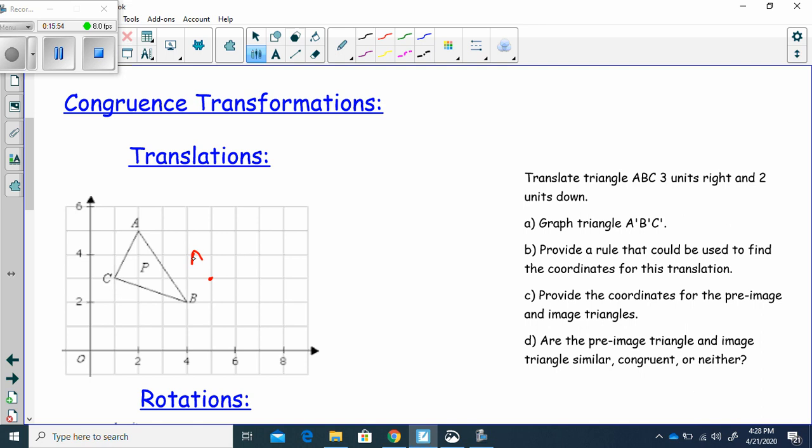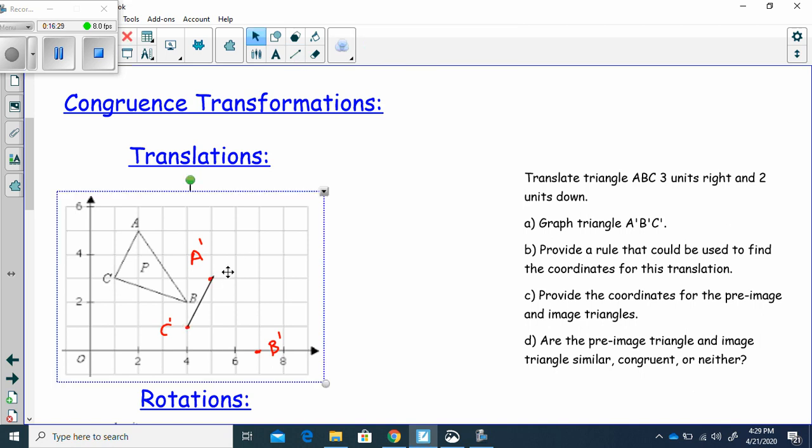If this is A, this is our pre-image. Our image after we've done the transformation is A prime. And on this one, 3 units right, 1, 2, 3, 2 units down, 1, 2. That would be B prime. We started with B, that was our pre-image. Here's our image. Pre-image just means where we start, image is where we end up. C, 3 units right, 2 units down. And so this would be C prime. What I have done is I have simply moved this figure over, translated it, which means you move it over.